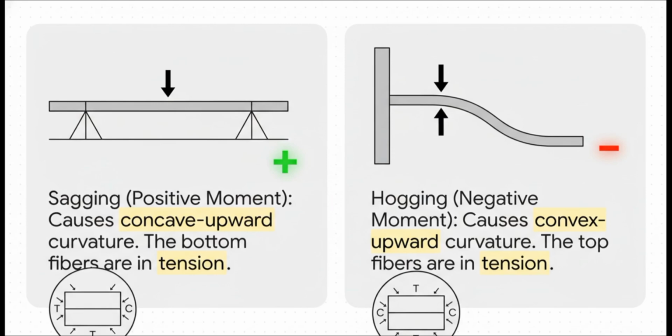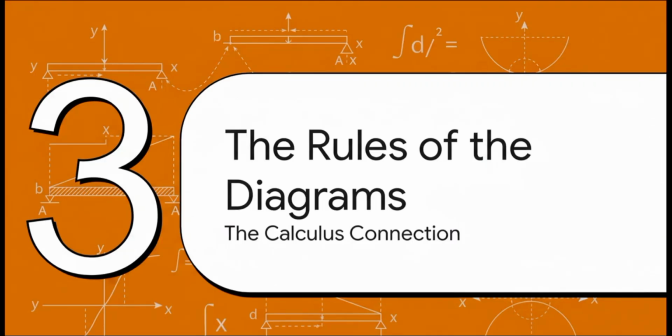And here's a super simple way to remember how this works. By convention, if a moment makes the beam sag downwards, kind of like a smile, we call that a positive moment. But if it makes the beam arch upwards or hog, like a frown, we call that a negative moment. Just remembering smile versus frown tells an engineer instantly where the dangerous tension forces are, which is absolutely critical for design.